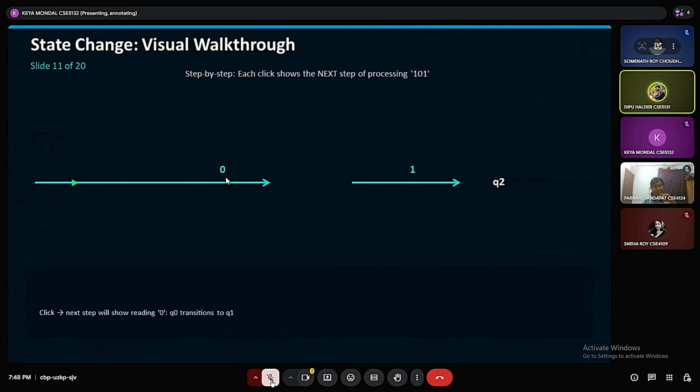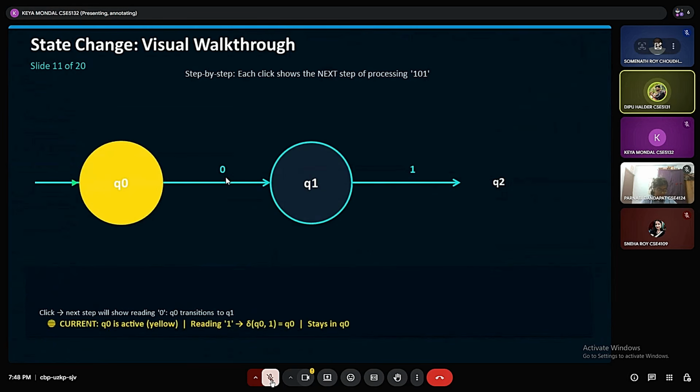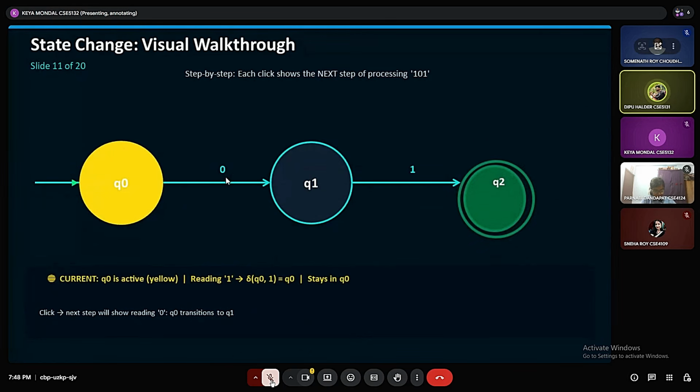I am presenting right now slide 11, state change visual walkthrough. Now let's actually watch how the FSM processes an input string step by step. This slide shows a visual walkthrough of processing the string 1, 0, 1 from Q0 to Q1, then finally Q2. First, we read the input symbol 1.